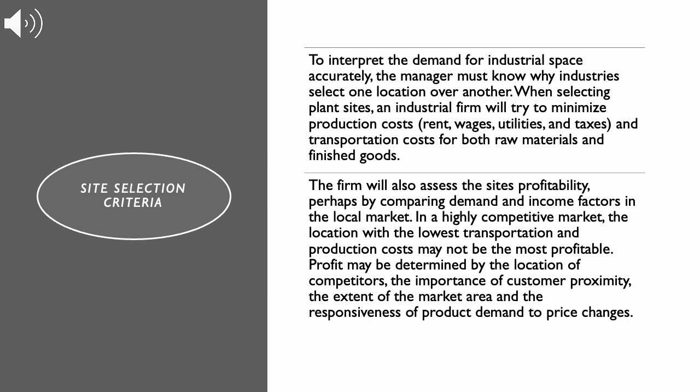Site selection criteria. To interpret the demand for industrial space accurately, the manager must know why industries select one location over another. When selecting plant sites, an industrial firm will try to minimize production costs, rent, wages, utilities, and taxes, and transportation costs for both raw materials and finished goods. The firm will also assess the site's profitability, perhaps by comparing demand and income factors in the local market.